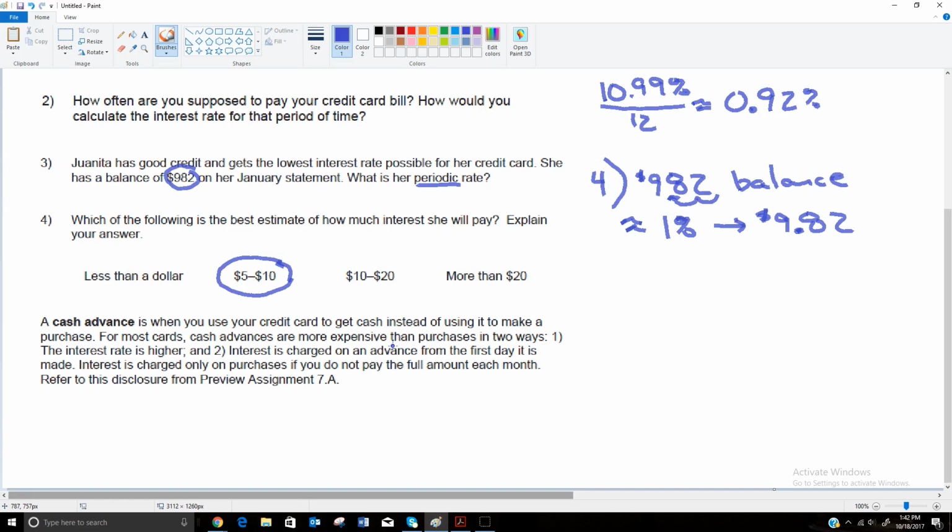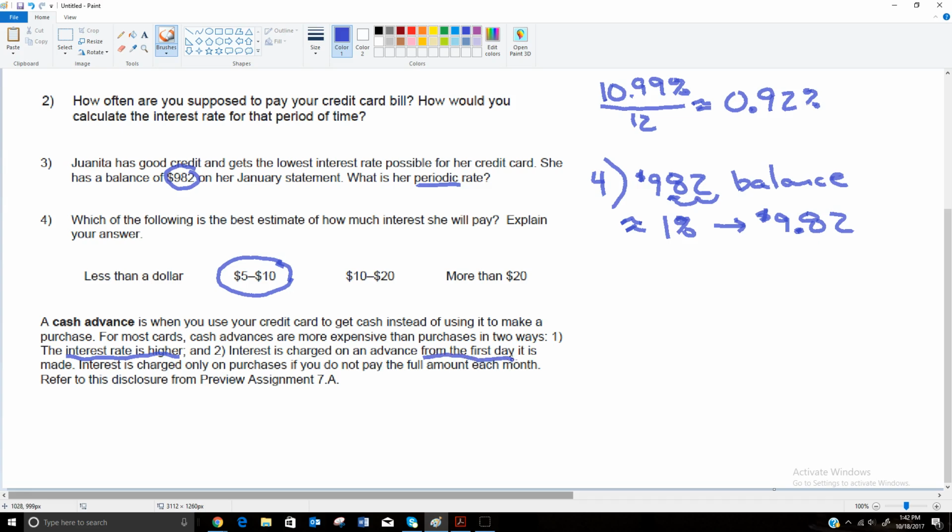And then lastly for this, and then we'll get on to the next page, it talks about what a cash advance is. And a cash advance is when you use your credit card to get cash instead of using it to buy something. So you go to the bank and you say, I'd like to take out $500 against my credit card. That has a different rate than if you go to the store and buy an appliance for $500. You pay more interest when you get a cash advance. It says for most cards, they're more expensive, not only for that the interest rate is higher. So that's what I just explained. But also, the interest is charged on an advance from the first day it is made.